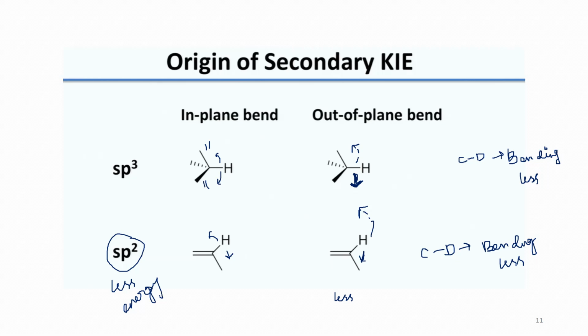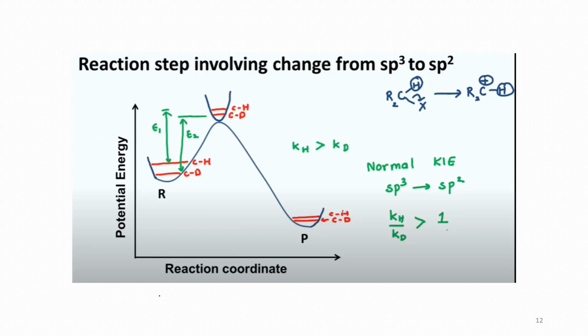Now in comparison of CH and CD, we know the CD bond is shorter, so there is also a strain in bending. That's why the CD bond will bend less than CH, so that will also have less energy. If we see the graph, you can see the CD has less energy than that of CH.